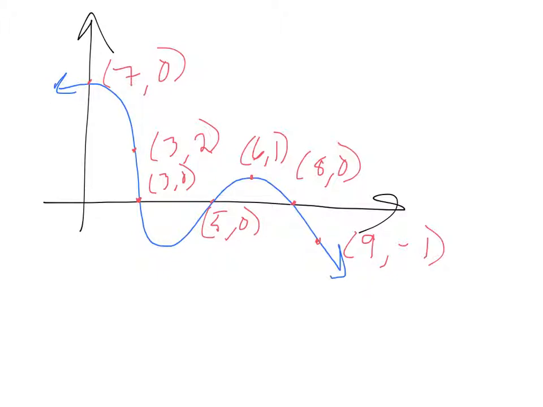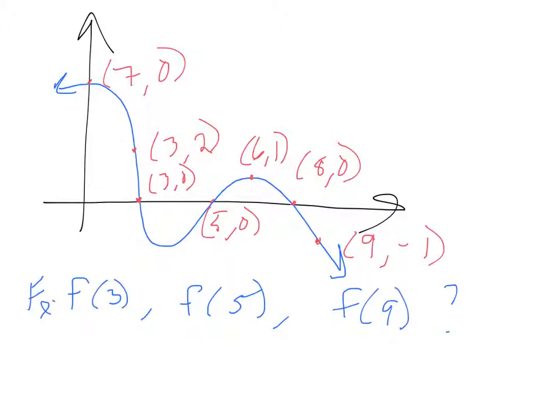I guess I'll do it in blue. So, first of all, what is f of 3, f of 5, and f of 9? Assuming, and I should have named the function, assuming that this is the function f of x. This is the function f of x where we don't know what the formula is for f of x. It's just y equals some expression in x. But we do have the graph of said function.